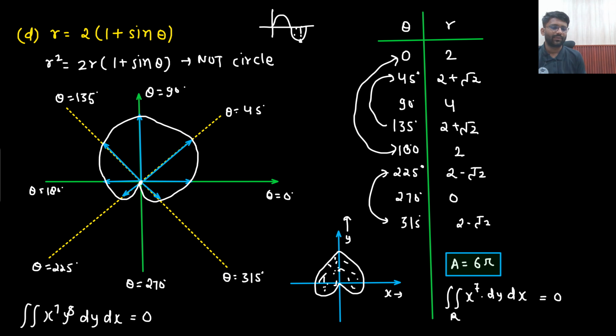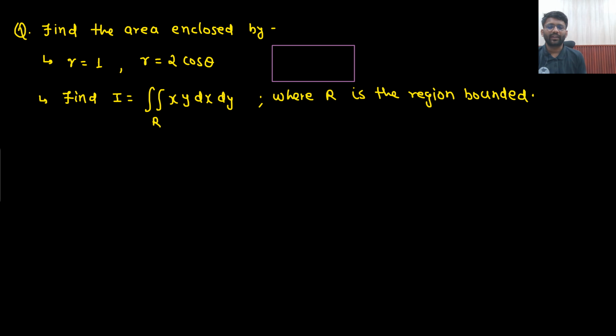Okay, well and good. Now the next question is this. You need to find the area enclosed by two graphs, r equals 1 and r equals 2 cos theta. Both of them you need to plot on one scale only. Then you need to find what area they are enclosing, and the value of that area, and then you need to find this particular integral. I know that the value of this integral will come out to be 0, but the area enclosed is a big matter of concern for me. So that you need to find out.